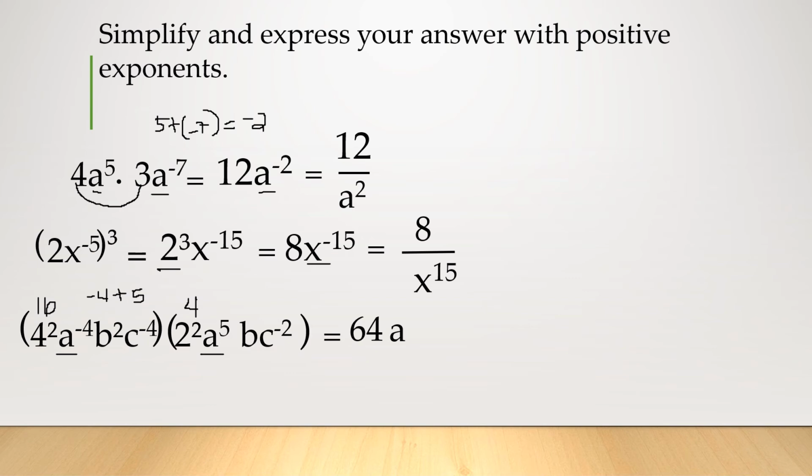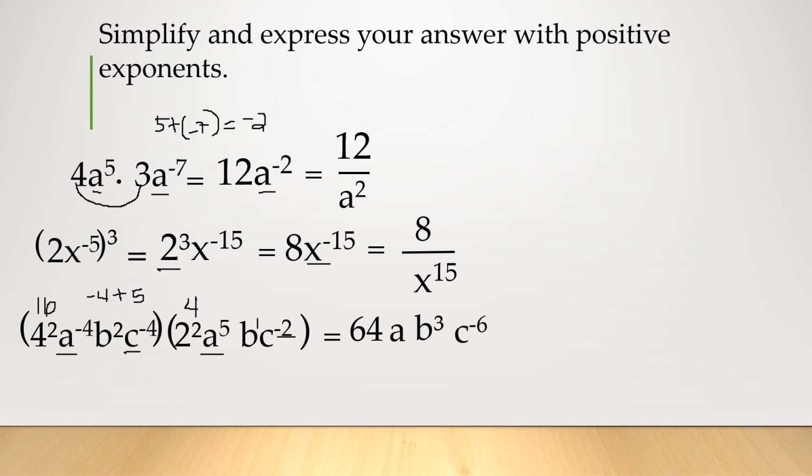Sa B naman, ang B natin is 2. Di ba nag-add lang tayo dahil nagmo-multiply? Na-add lang natin yung exponent. So, 2, understood, may 1 dyan. Ibig sabihin, that is equal to b raised to the third power. Sa C naman, negative 4 dito, plus negative 2, that is negative 6.